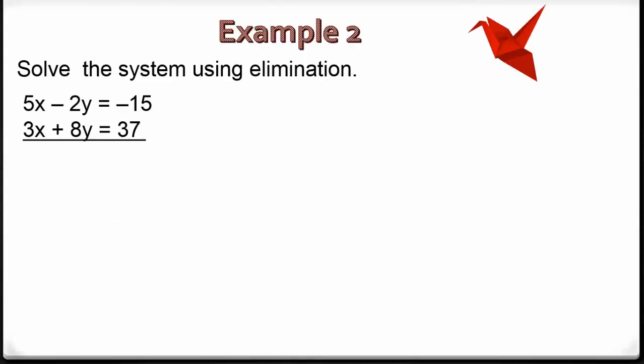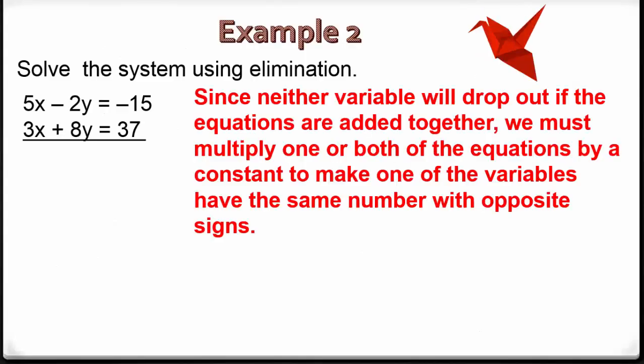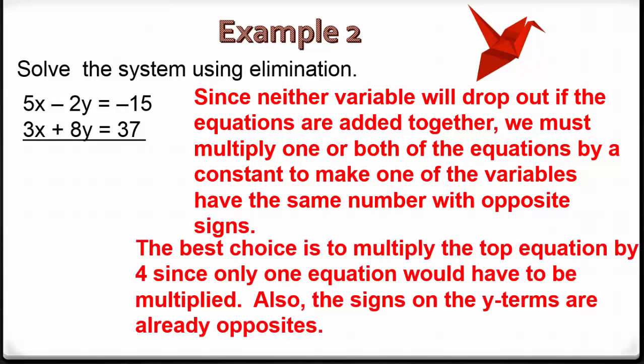Reviewing what we did on the whiteboard, since neither variable will drop out if the equations are added together, we must multiply one or both of the equations by a constant to make one of the variables have the same number with opposite signs. The best choice is to multiply the top equation by 4, since only one equation would have to be multiplied. Also, the signs on the y term are already opposite.